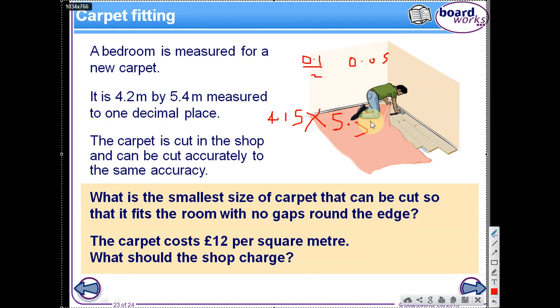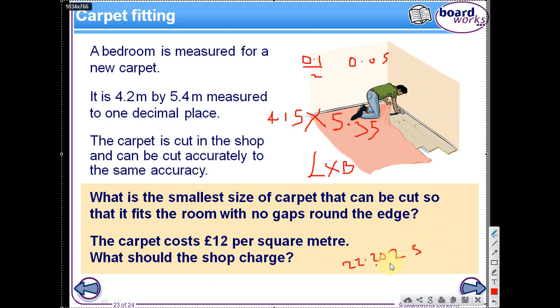So guys, hope that is clear. Take away 0.05 here, and since it is length times breadth to get the area, because it is a rectangular bedroom, just go ahead and do that. 5.35 times 4.15 is 22.2025. So guys, now that is the dimension.